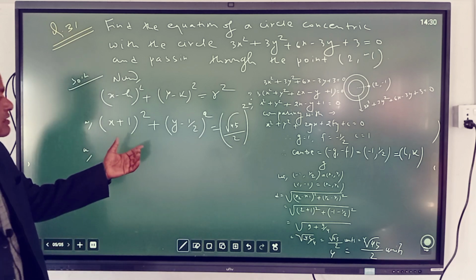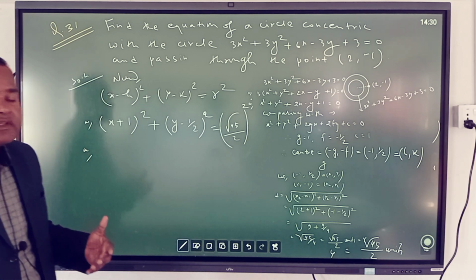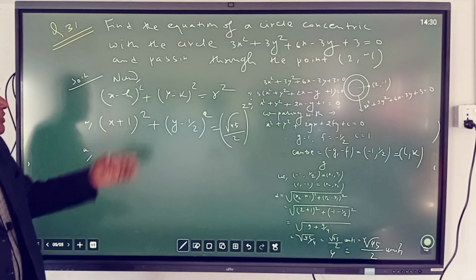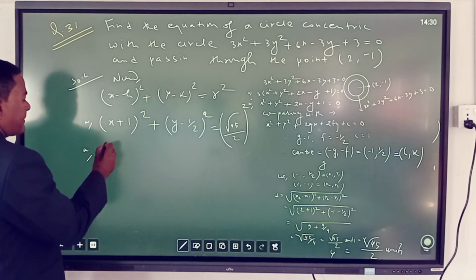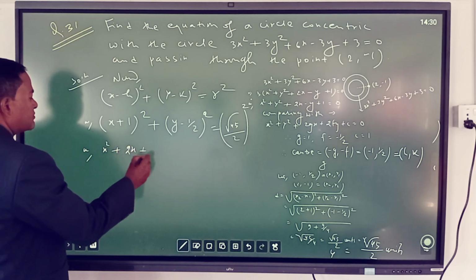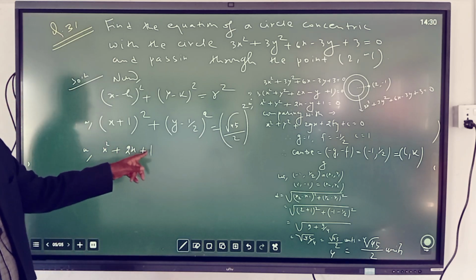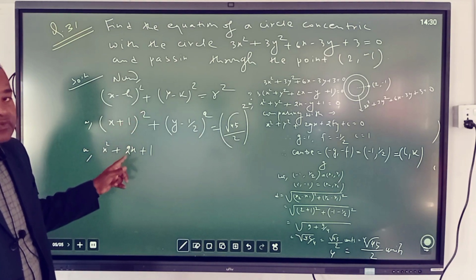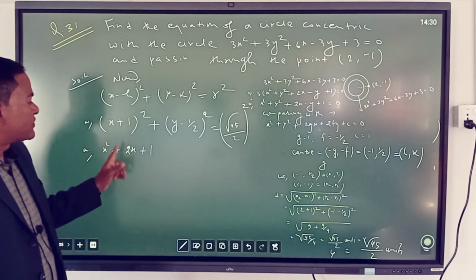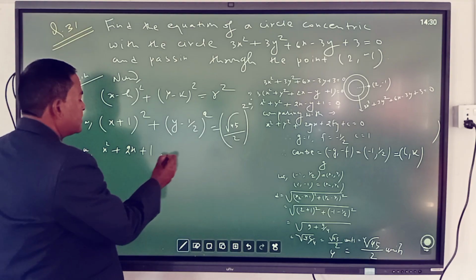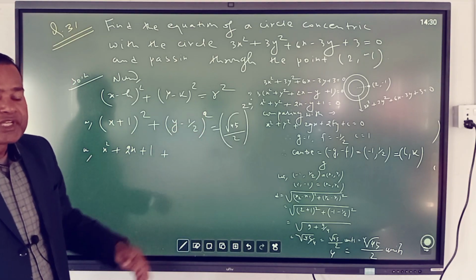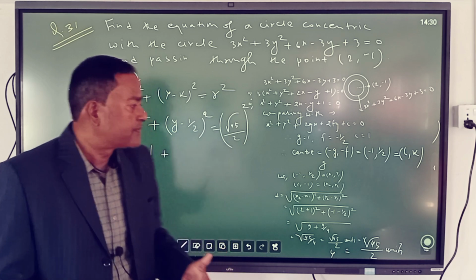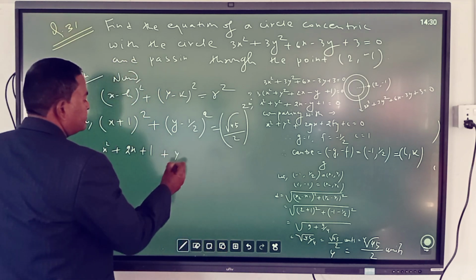Now let's expand, because we have to find the equation of circle in the general form. a plus b whole square means a square plus 2ab plus b square. So by using the formula of a plus b whole square, x plus 1 whole square will be equal to x square plus 2x plus 1. For a minus b whole square, the formula is a square minus 2ab plus b square. So let's use the formula.